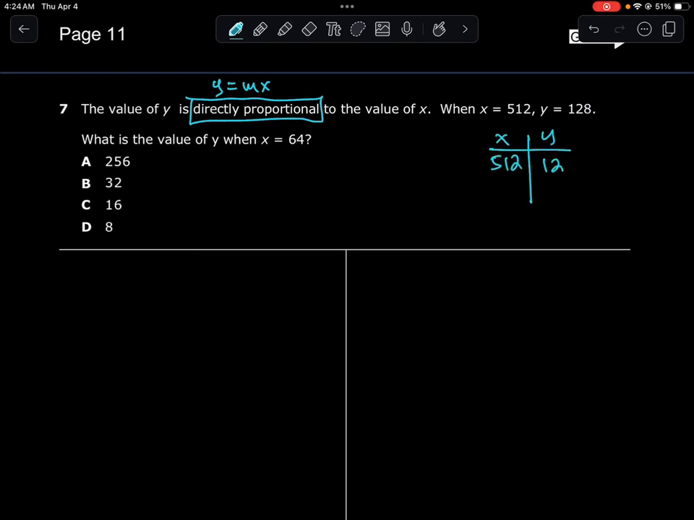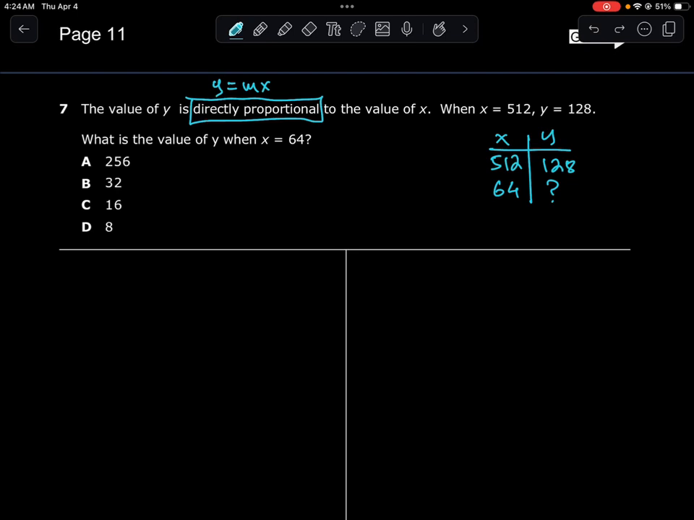512, 128. What is the value of y when x is 64? So when x is 64, what is the y? And we have 4 options. Those are the numbers that would go in this question mark. Okay, how do I solve this problem?